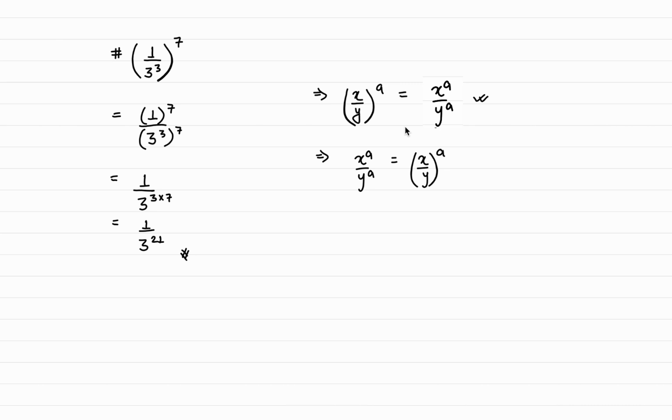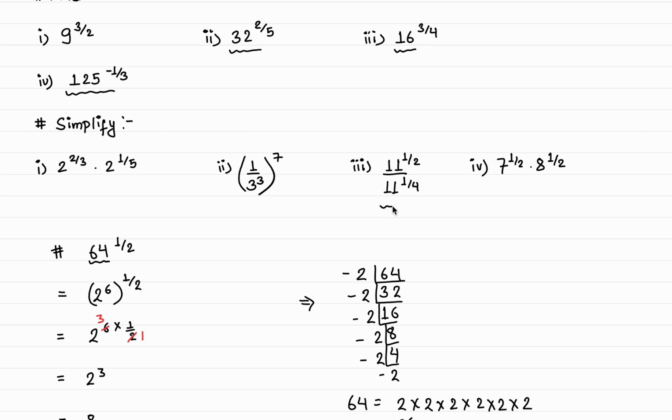Let's look at our third one. Our third one was 11 to the power 1 by 2 divided by 11 to the power 1 by 4. To solve this question, we already discussed the law of exponents: when we have x to the power a over x to the power b, when we have division, we subtract the powers. So we have x to the power a minus b. Now let's do the same thing over here. Since we have the same base 11, and two powers 1 over 2 and 1 over 4, we're going to subtract them, so we get 1 over 2 minus 1 over 4.